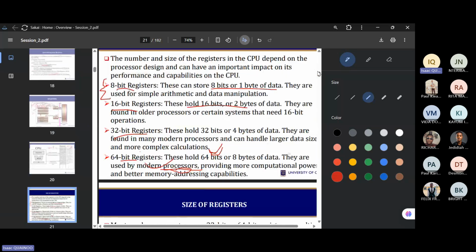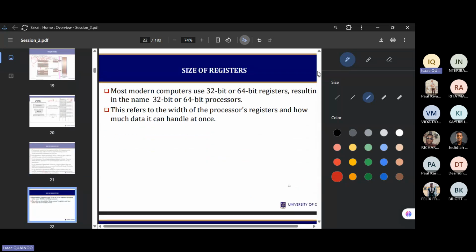All right, so we said most modern computers use 32-bit or 64-bit registers, resulting in the name 32-bit or 64-bit processors. Even now, most software and applications come with specifications. There are some which have only 64-bit support. Please, we all know this, right? If you are installing applications, there are even some programs that have 64-bit versions and 32-bit versions.